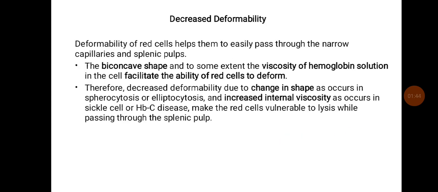Deformability of the red cell helps them to easily pass through the narrow capillaries and splenic pulp. The biconcave shape and, to some extent, the viscosity of the hemoglobin solution in the cell facilitate the ability of red cells to deform. Therefore, decreased deformability due to a change in shape, as occurs in spherocytosis or elliptocytosis, and increased internal viscosity, as occurs in sickle cell or HbC disease, make the red cells vulnerable to lysis while passing through the splenic pulp.